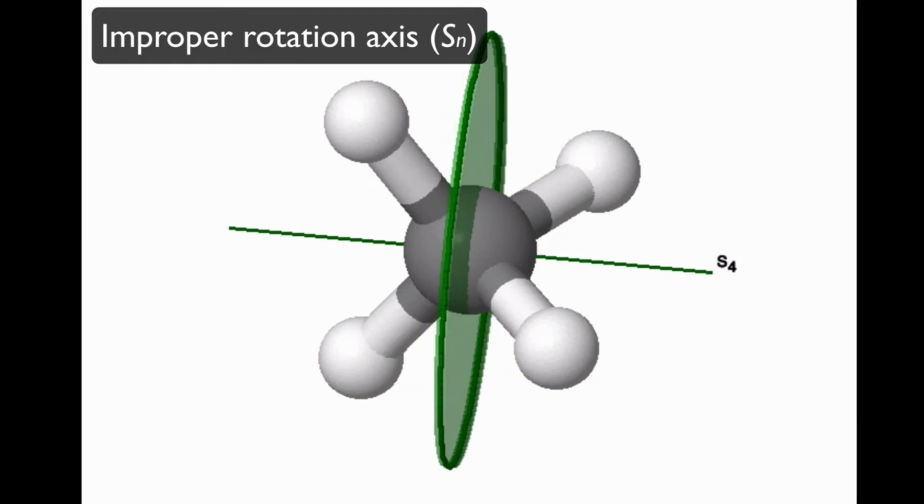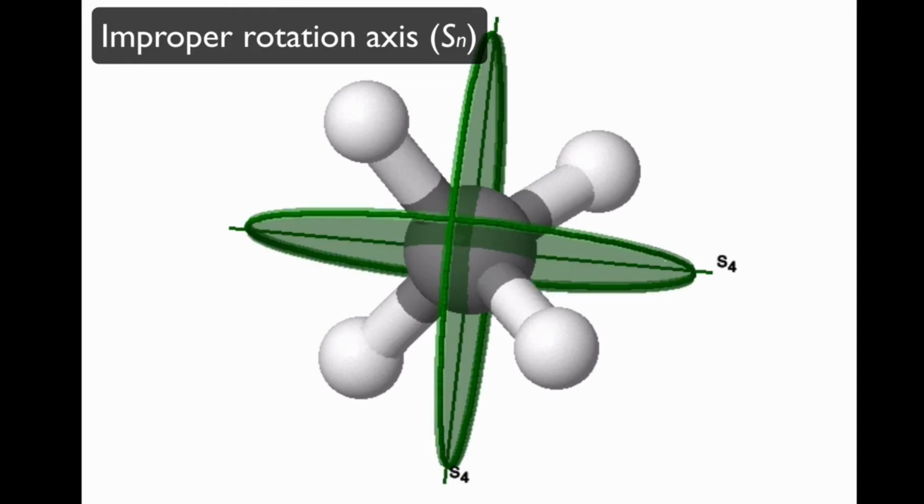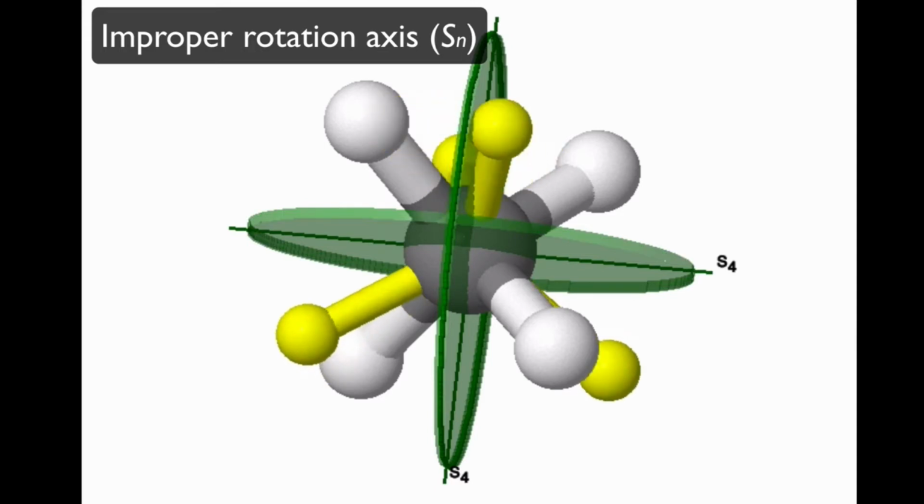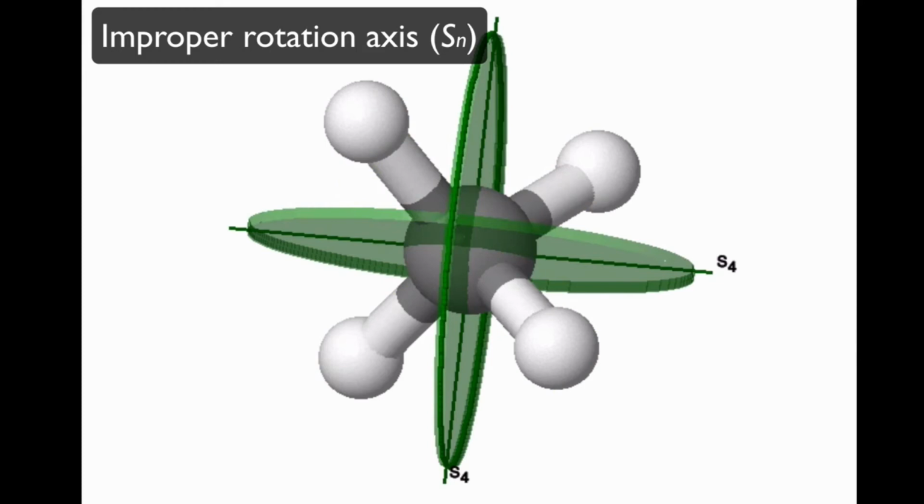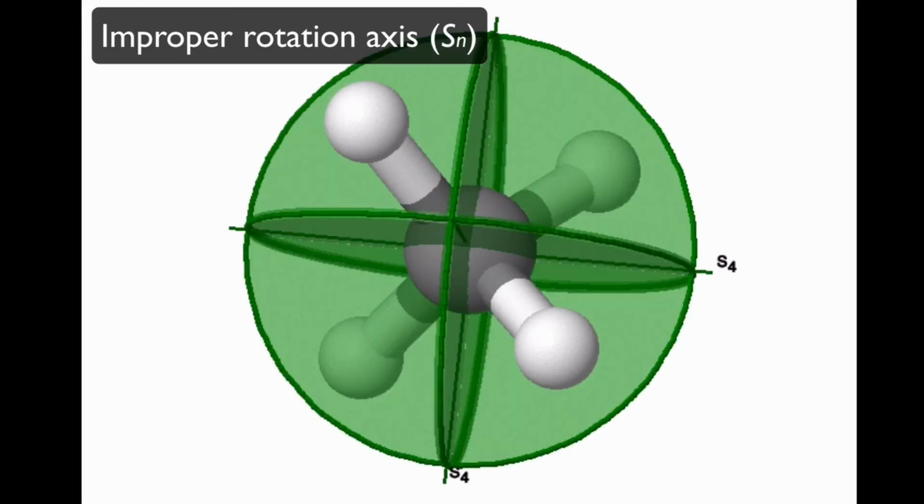Now, the tetrahedron actually has 3 of these axes. There's the first one. The second axis is here. These two are going to rotate by 360 degrees divided by 4, so 90 degrees, and then they're going to reflect through the horizontal plane. There it goes. Rotation, reflection, rotation, reflection. And the first one, rotation, reflection. Now, there's one more S4 axis here.